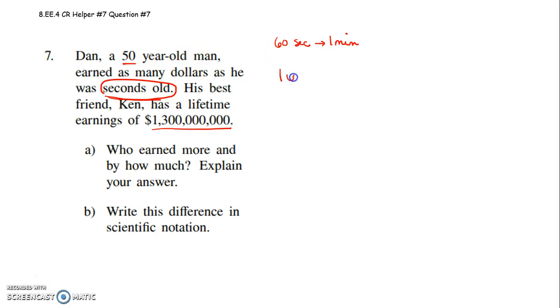All right, so 1 year is 365 days. Okay, in each of those 365 days, there's 24 hours, correct? So if I multiply that by 24 hours in a day, I'll be able to figure out how many hours in a year. I got to figure out how many seconds in a year and then multiply it by 50.